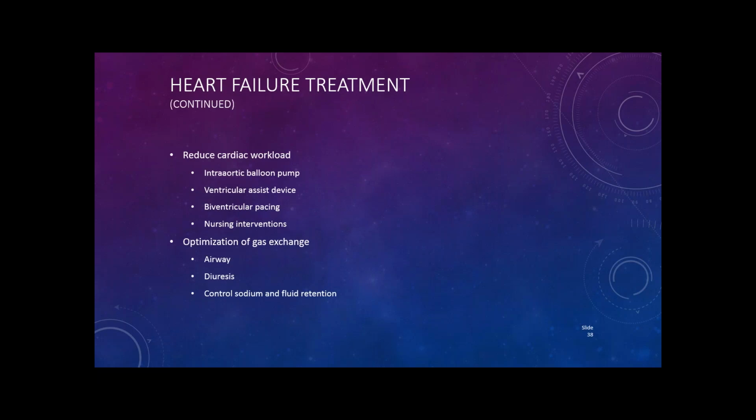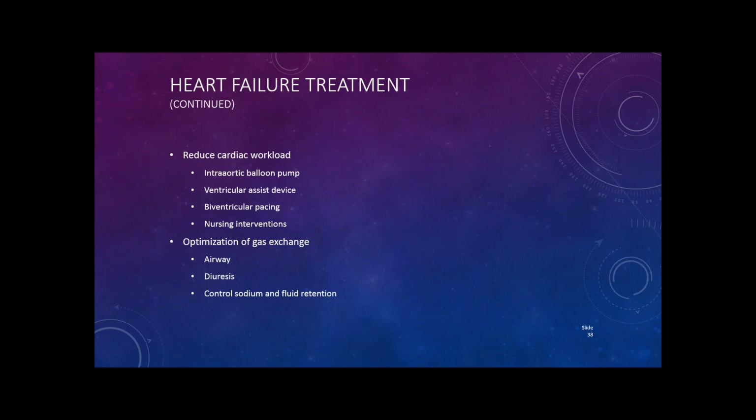So your overall goal is to reduce cardiac workload. Well, we can actually use some temporary implantable devices to help us with that. An intra-aortic balloon pump will help us decrease the workload of the heart. A ventricular assist device will help us take that workload off of the ventricle. We can put a pacemaker in both ventricles and help strengthen the activity of the muscular wall.